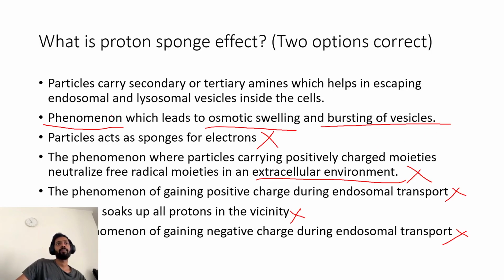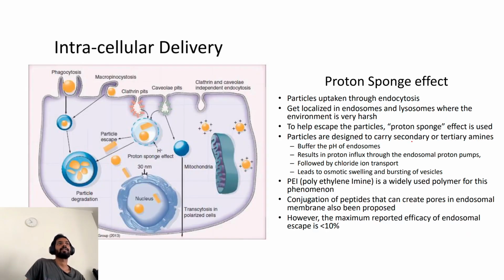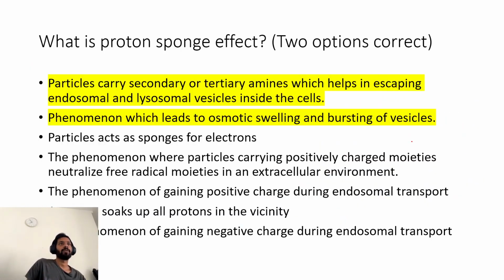And the phenomenon which leads to osmotic swelling and bursting of vesicles. Is this true? What do you guys think? Yes, sir. So this is true. Particles carry secondary or tertiary amines, which help in escaping endosomal and lysosomal vesicles inside the cells. So that's true, right? That's what the proton sponge effect is. So those two are the correct options.